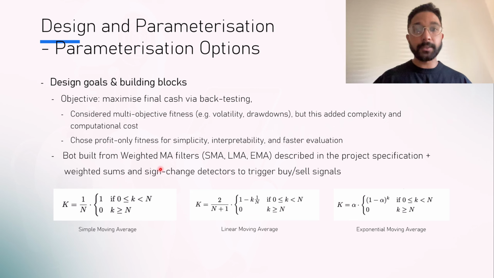The core of our bot is built from a combination of weighted moving average filters. We took the ones mentioned in the project specification: the simple, linear, and exponential moving average filters. Each filter is defined over a window of price history, and we normalize each filter to preserve the scale. These filters are then combined using weighted sums to generate high and low signals. We detect sign changes in those signal differences to generate buy and sell decisions. For example, if a low signal crosses above a high signal, then we trigger a buy, and if a high signal crosses over a low signal, then we trigger a sell.